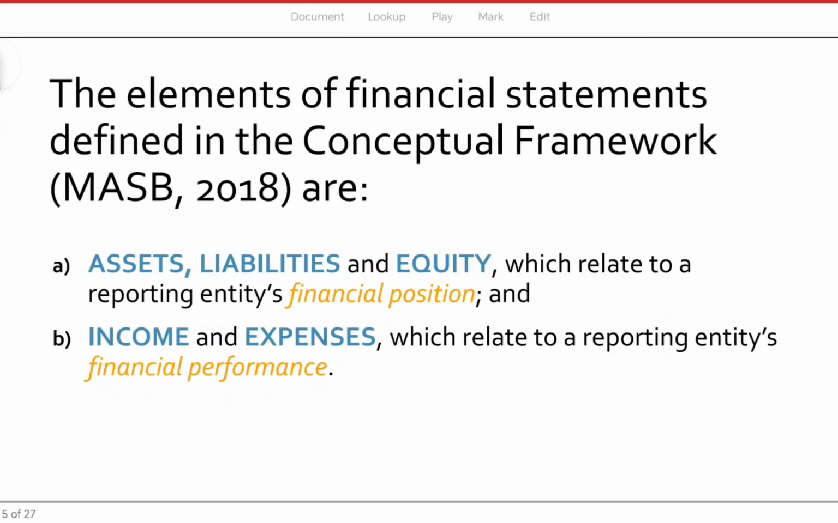According to the conceptual framework MASB 2018, the elements of financial statements are: A, asset, liabilities, and equity, which represent the financial position of the business, and B, income and expenses, which represent the financial performance of the business. For reporting purpose, asset, liabilities, and equity, which represent the financial position, will be presented in the statement of financial position, while income and expenses, which represent the financial performance of the business, will be presented in the statement of profit or loss.